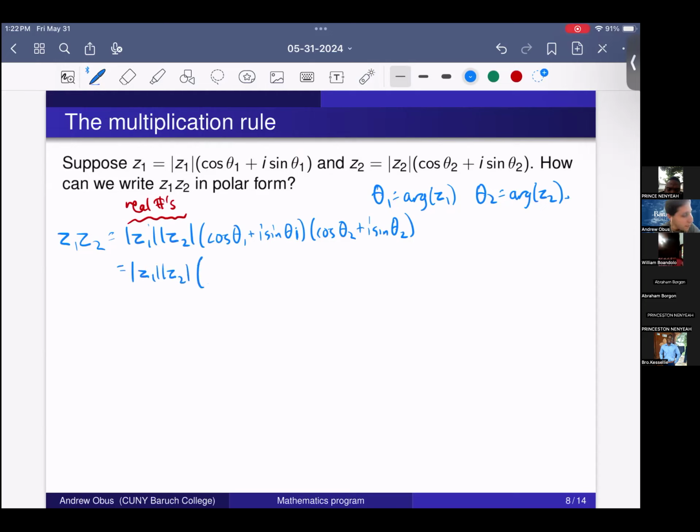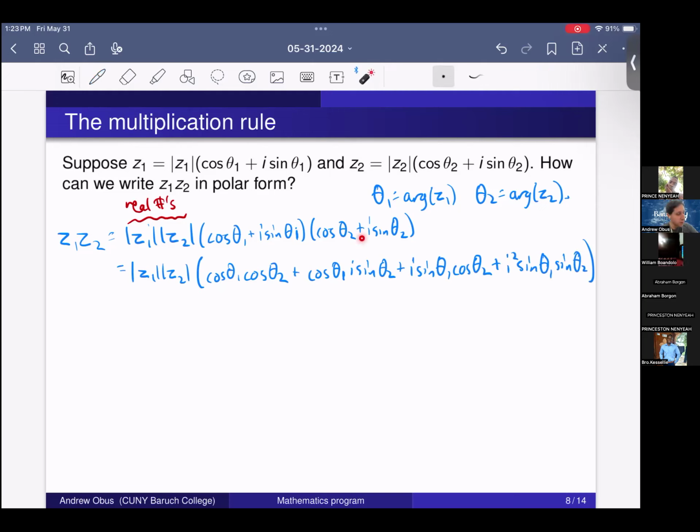Now, let me write out this entire product. So what do I get here? I get cosine theta 1 cosine theta 2. I think I'll need a little more space. Then plus cosine theta 1 times i sine theta 2. Then plus i sine theta 1 cosine theta 2. And then plus i squared sine theta 1 sine theta 2. This is what I get if I multiply everything out. Just standard FOIL for multiplying out two binomials.